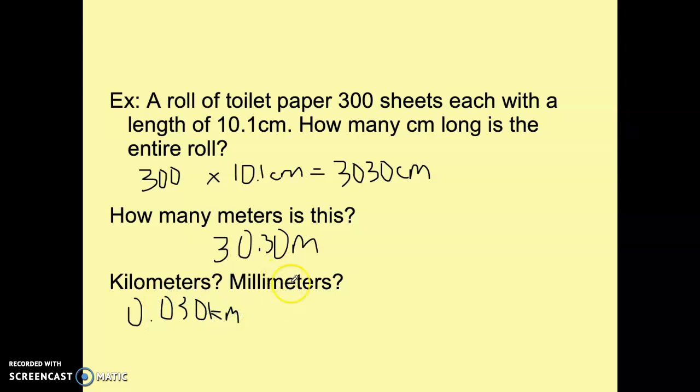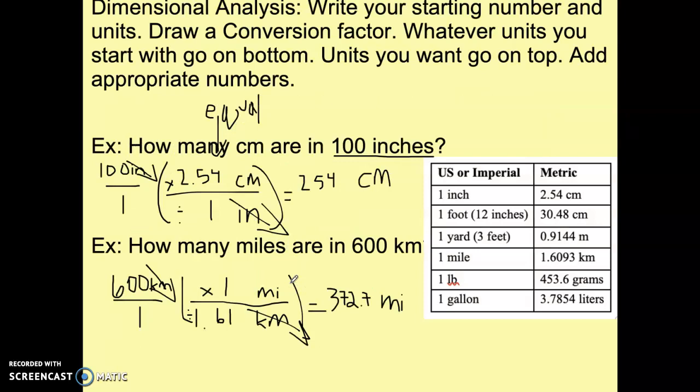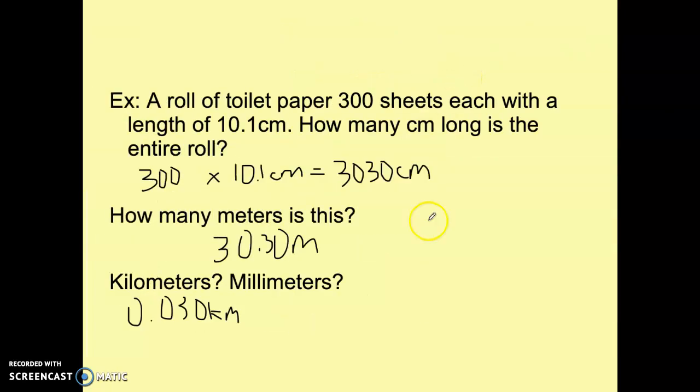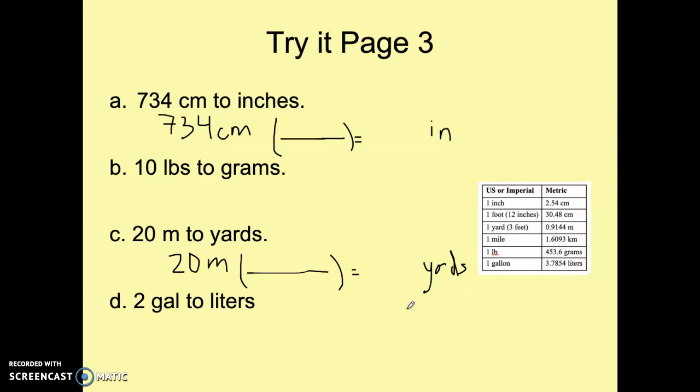Okay, millimeters from meters. I have to go 1, 2, 3 spots right. So that's going to be 3030 millimeters, lowercase here, lowercase here. Make sure you abbreviate the correct way. Okay. Now here are other dimensional analysis problems.